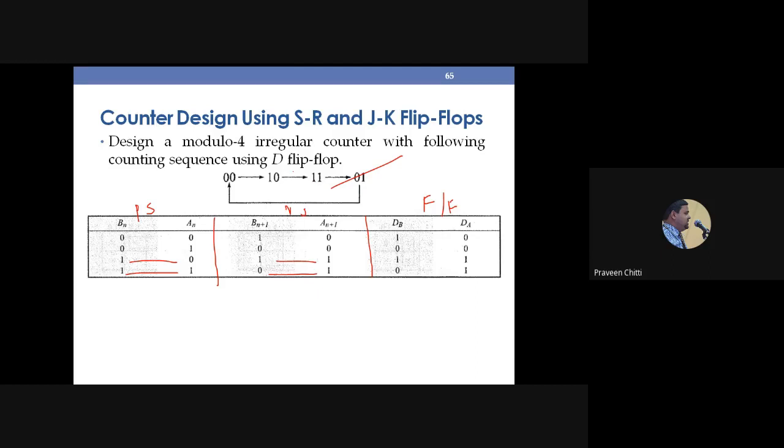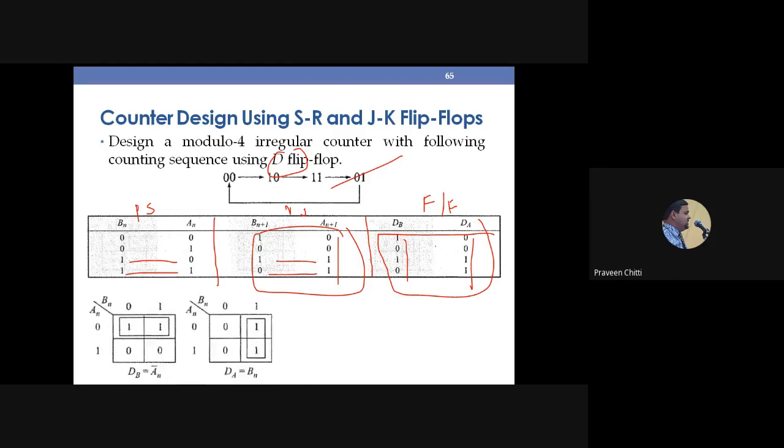And one good thing is, since we are using D flip-flop, whatever next state you have, the same thing you write as the flip-flop input. So using D flip-flop is very simple. Then you have to write the K-map for each of these flip-flops, that is DB and DA. So we get DB equal to A bar, DA equal to B.